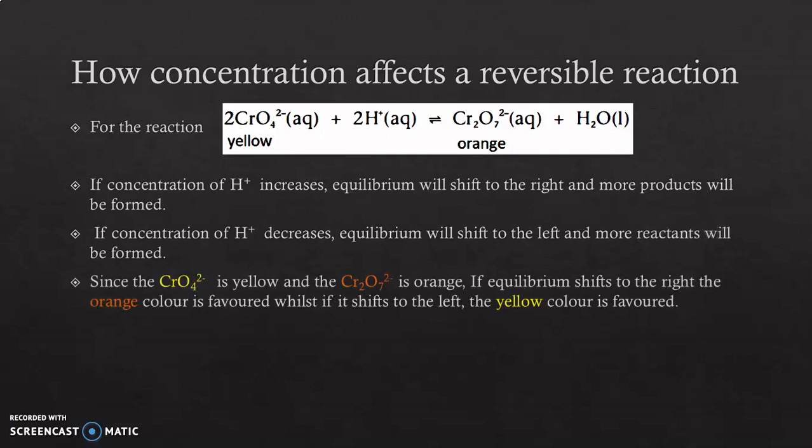Now, since the CrO4 2- is yellow and the Cr2O7 2- is orange, if equilibrium shifts to the right, the orange color is favored, whilst if it shifts to the left, the yellow color is favored.